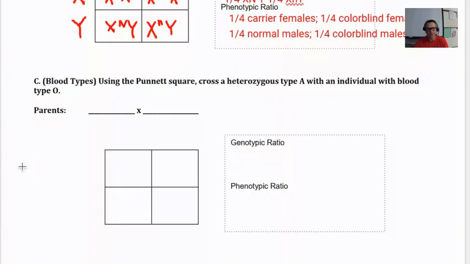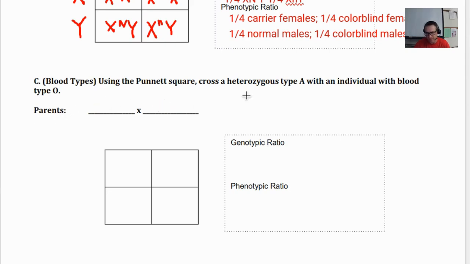All right, moving on. A and C is blood types. Use the Punnett square to cross a heterozygous type A with an individual with blood type O. All right, once again, I'm going to show you what some of you guys are going to do wrong. Heterozygous type A. I don't know what you're going to put. Heterozygous means different, so maybe you're going to go A-O or something. Type O, you might go O-O. Those aren't the alleles I taught you. So if you've been doing these assignments, been watching the ed puzzles, you should know that's not correct.